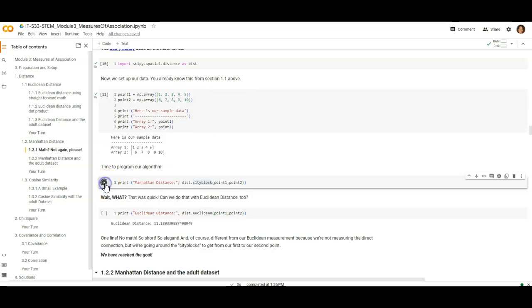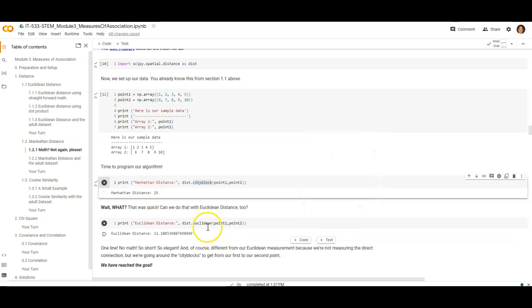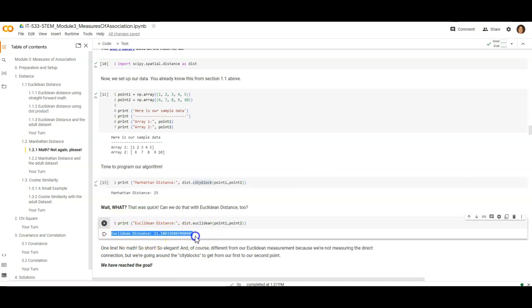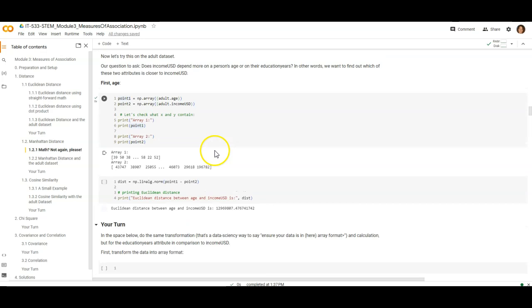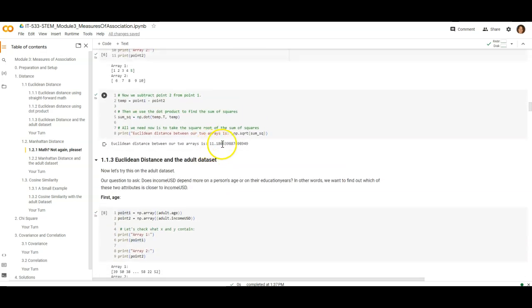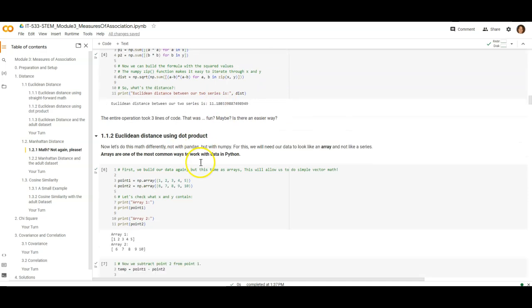That is 25. That was quick, wasn't it? And we can do the same thing with the Euclidean distance. If we pick not dist.city block, but we pick dist.Euclidean, and again, we get our Euclidean distance of 11.1803, and not surprisingly, that's the same as up here and as up here.